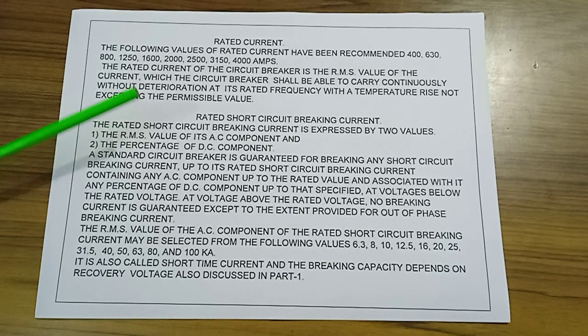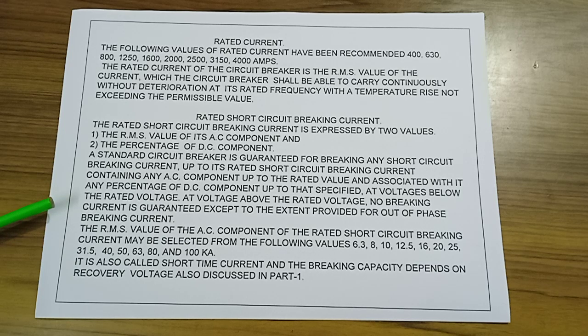Rated short circuit breaking current. The rated short circuit breaking current is expressed by two values: the RMS value of its AC component and the percentage of DC component. A standard circuit breaker is guaranteed for breaking any short circuit current up to its rated short circuit breaking current, containing any AC component up to the rated value and associated with it any percentage of DC component up to that specified, at voltage below the rated voltage.